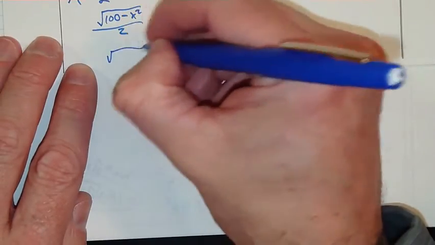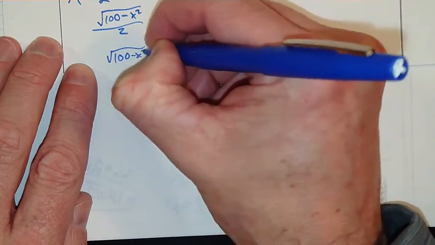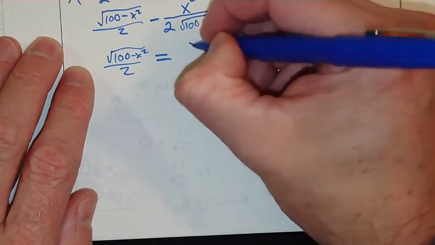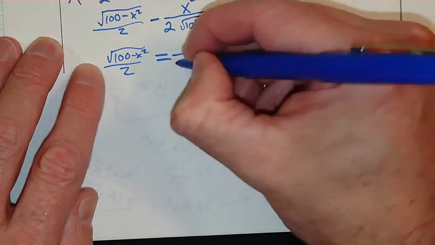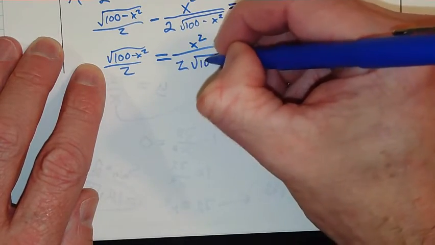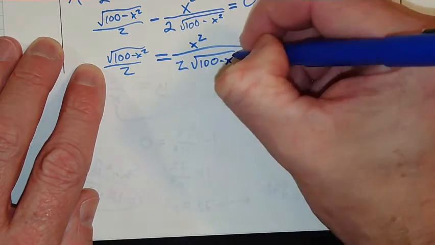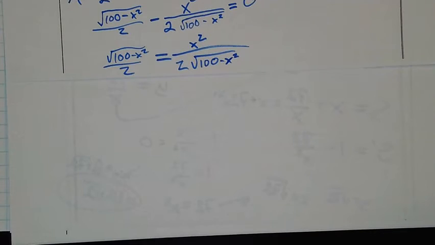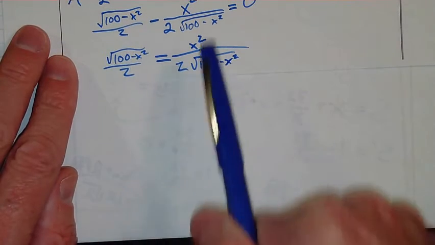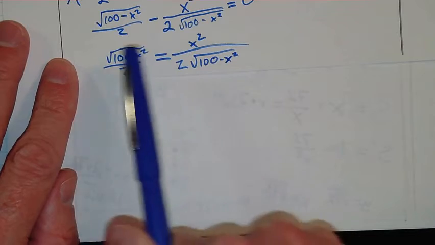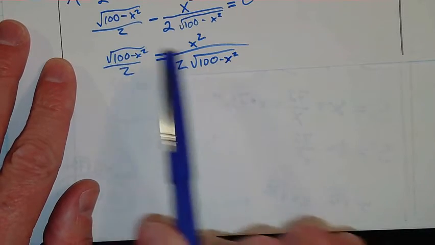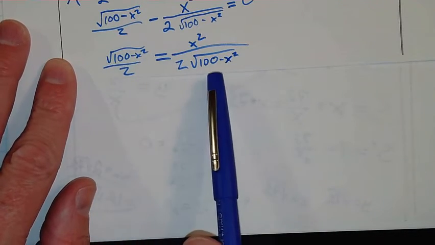Keep this, the square root of 100 minus x squared over 2 would be equal to x squared over 2 times the radical. This fraction equals that fraction. Let's cross multiply. Multiply these two together, multiply those two together. How convenient that the square root of 100 minus x squared is being multiplied by itself.